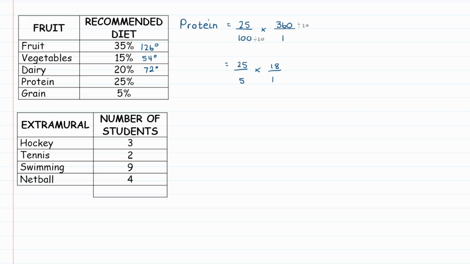Protein should have 25 over 100 times 360 over 1. Cross-cancelling leaves me with 25 over 5 times 18 over 1, and simplifying gives me 5 times 18, which is 90 degrees. Lastly, to find grain, I say 5 over 100 times 360 over 1. After cross-cancelling, I get 5 over 5 times 18 over 1, which simplifies to 1 times 18, which is 18 degrees.